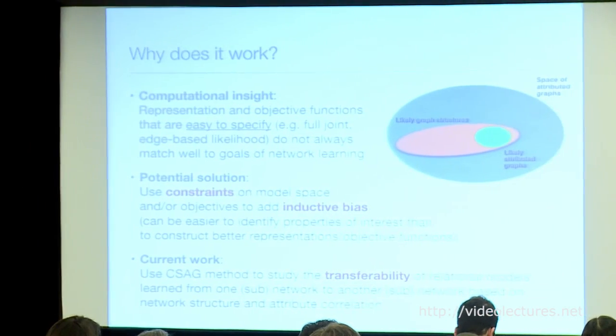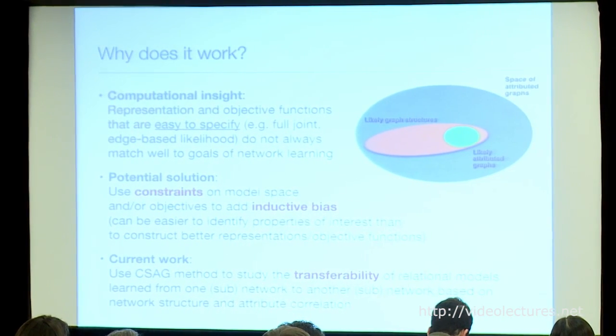And so I think of this as using constraints and inductive bias to target our distribution to something that's a better fit to what we want to model in the real world. And so I think that kind of idea could be applied to other parts of the space of network learning.